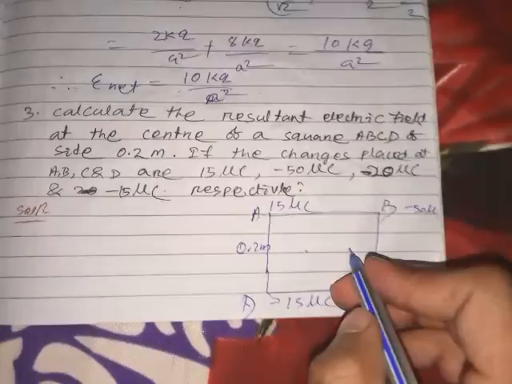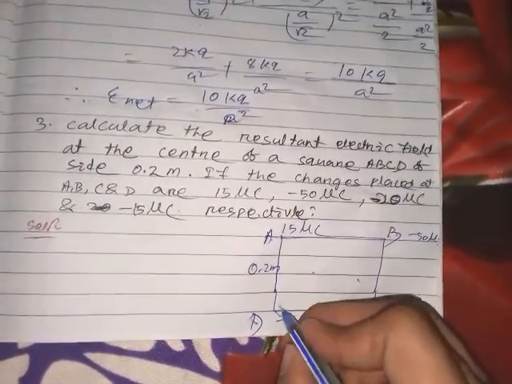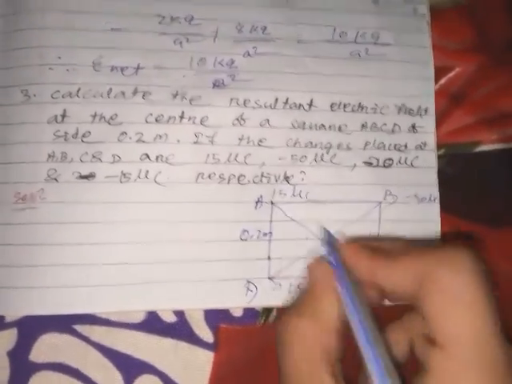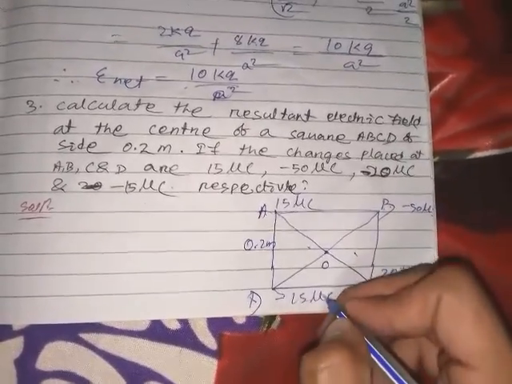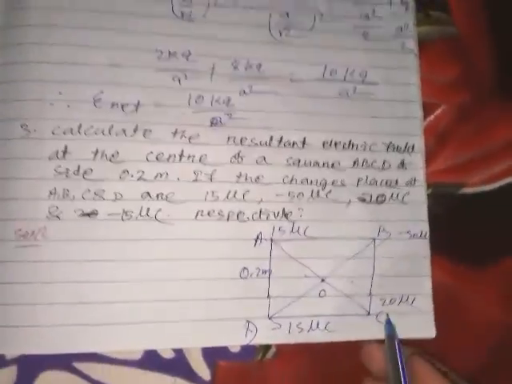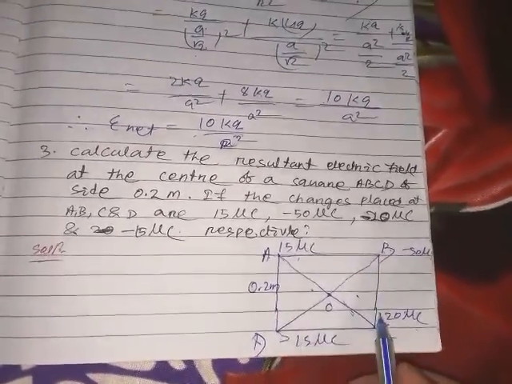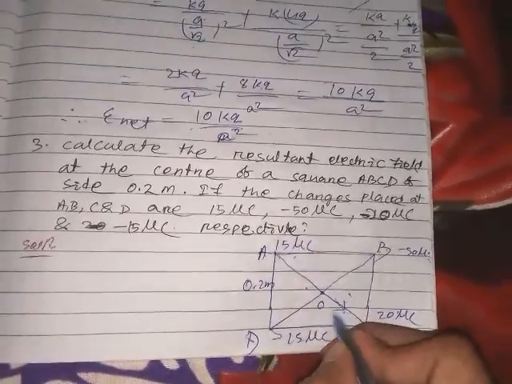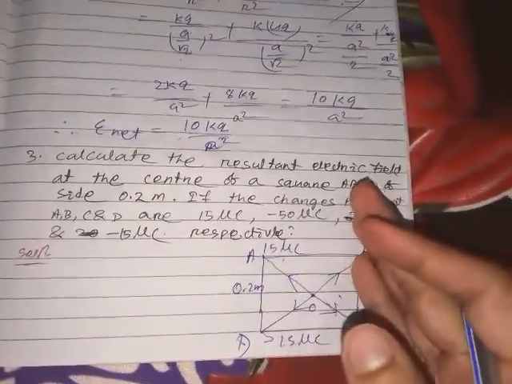Okay, then the diagonals will meet at the center. We have to calculate the resultant electric field at the center, so we have to draw two diagonals in order to calculate the resultant electric force on O. Here the charges are all the same in sign, but the magnitudes of the charges are different, so here the forces will be towards them.